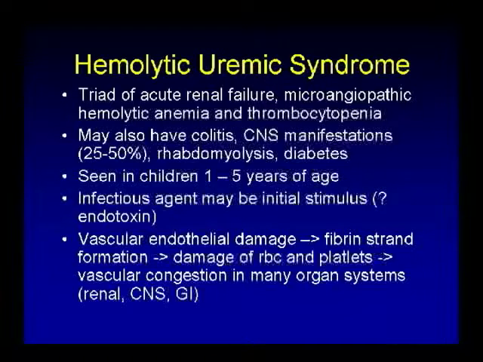It's not uncommon for the children to present with colitis before they present with their renal disease. They can have rhabdomyolysis, they can have diabetes. It's usually in the 1 to 5-year-old age range, and people think that there's an infectious stimulus, but it may be an endotoxin. That endotoxin leads to vascular endothelial damage. You get fibrin strand formation, damage of the red cells, and then you'll end up with vascular congestion and thrombosis, and that's how you end up with the renal, the CNS, and the GI lesions.